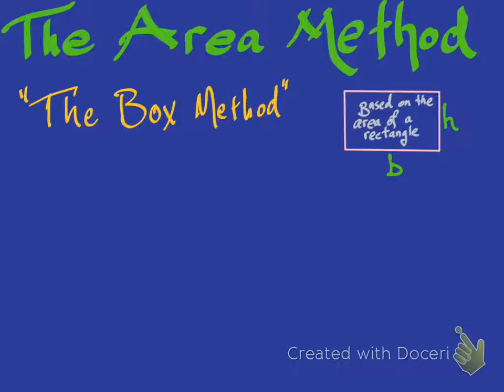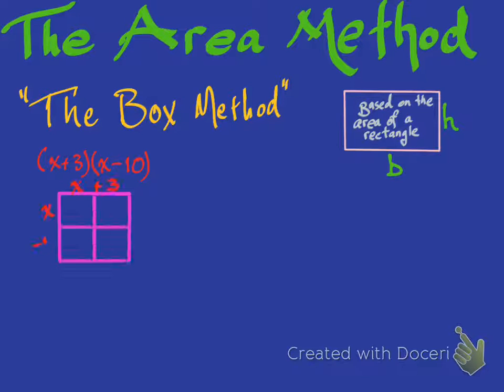Okay, so let's say we are going to multiply two binomials like x plus 3 times x minus 10. What you do in this box method is make a little box, divide it up into 4 parts, and then write those binomials on the sides of the box. Those binomials now represent the dimensions of the box, like the base and the height. So we're going to multiply base times height, essentially, but we'll do it one little box at a time.